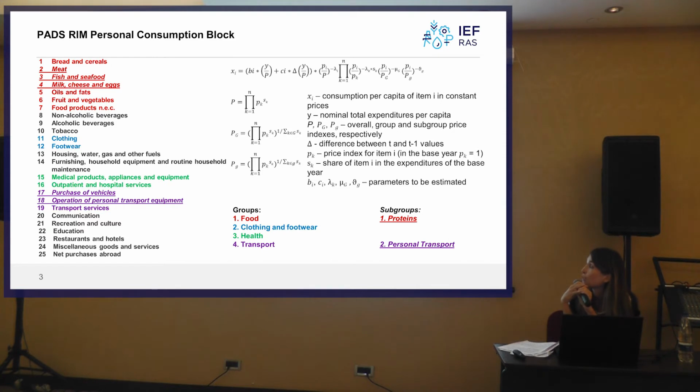The coefficients were estimated by our colleague Vadim Potapenko with the use of the programming language R, and then these coefficients were put into the RIM model. And finally, personal consumption depends on prices, real expenditures per capita, and our estimated parameters.